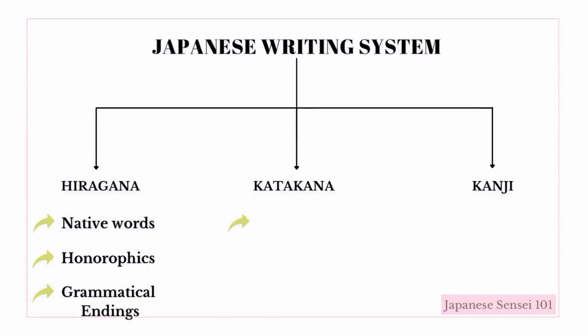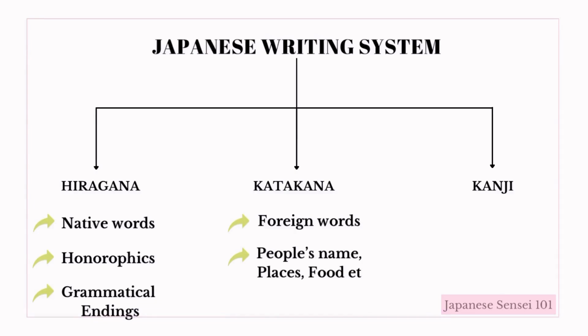Katakana characters are used to write foreign-derived words such as people's names, places, food, and so on. Like hiragana, katakana characters are also phonetic symbols, where each character represents 1 syllable. Katakana characters are more angular compared to hiragana.